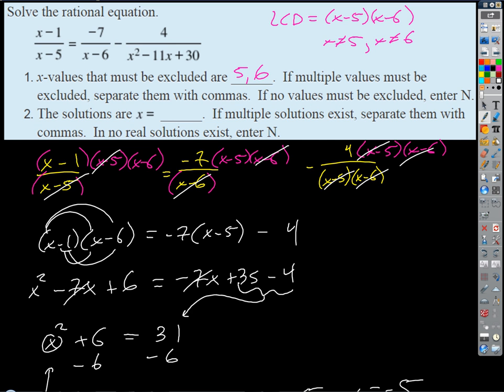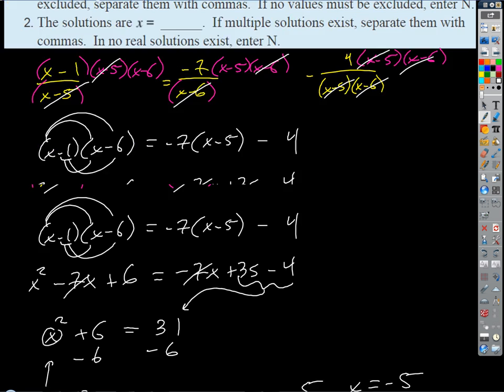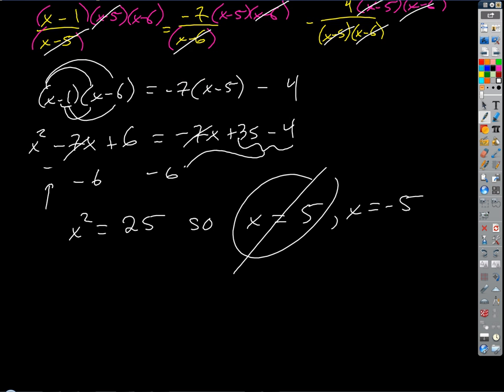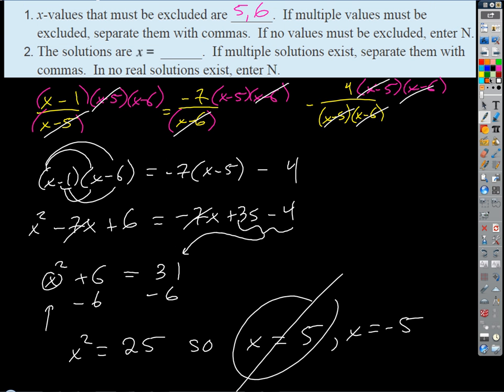Are those both okay? No. 5's no good. 5's excluded, right? So we got to go down here, and that one we can't use. This one we can, and so our answer for part 2 is just negative 5. Okay? Good? Yeah. Okay.